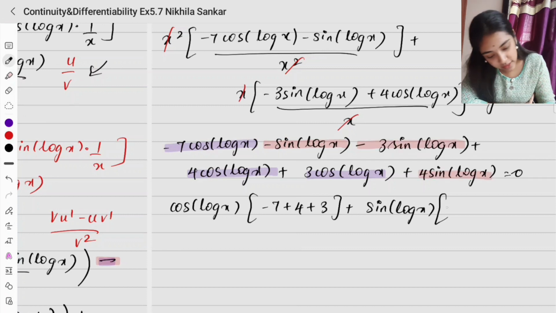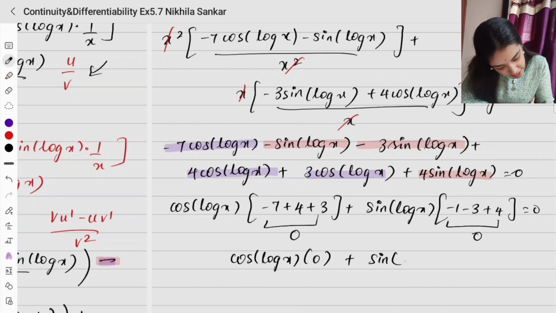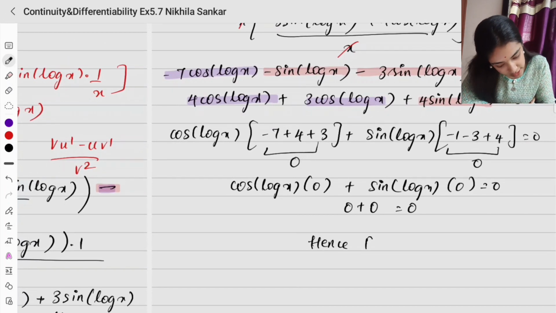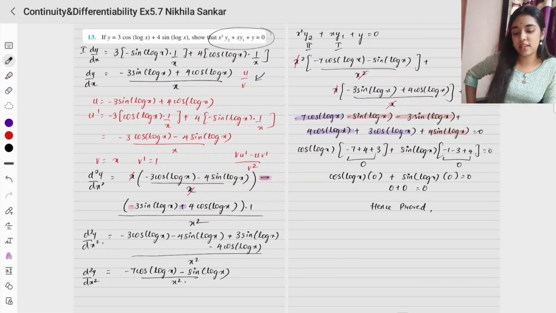So here we get 0, you see? Minus 1 minus 3 plus 4 equals 0. So this is going to give me a 0, and this is going to give me a 0. So I'll be left with cos of log x times 0 plus sin of log x times 0 equals 0. 0 plus 0 equals 0. Hence proved. So we have found the correct derivative. If you do the second order and first order wrongly, this will not come to 0. Only if you do it correctly you'll get the right answer. Okay, so please copy.